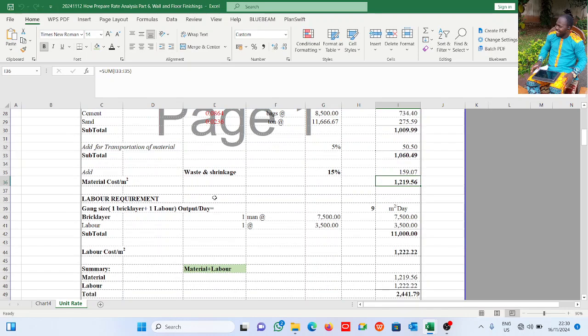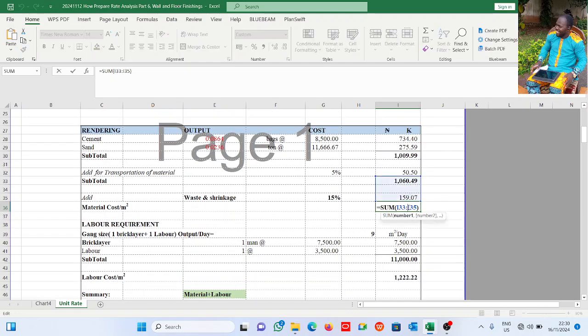Now let me quickly say again, rate analysis has 3 major contents. We have the material part, the labor part, and the profit and overhead. This is what we just did here, the material part.